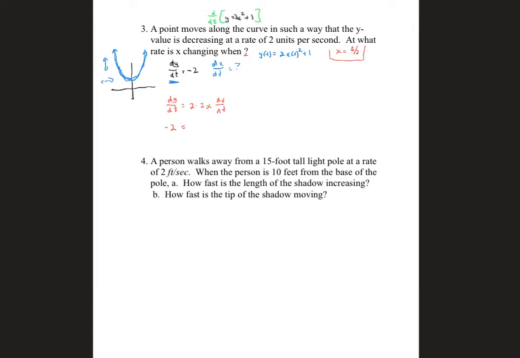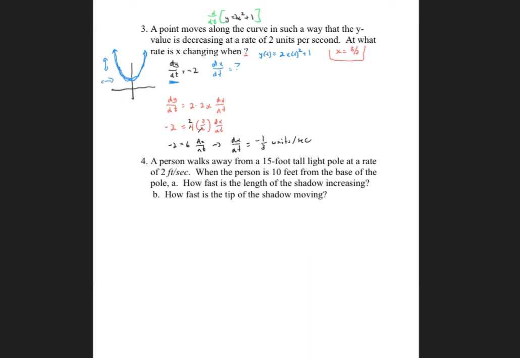So we have negative 2 is equal to 2 times 2, which is 4, times x, which is 3/2, times dx/dt, which is what we're trying to find. So we've got our equation down to where there's only one thing we don't know. Negative 2 is equal to, canceling there, 6 dx/dt. So dx/dt, the rate of change of the particle in the x direction, is going to be negative 1/3, in some unknown units per second.